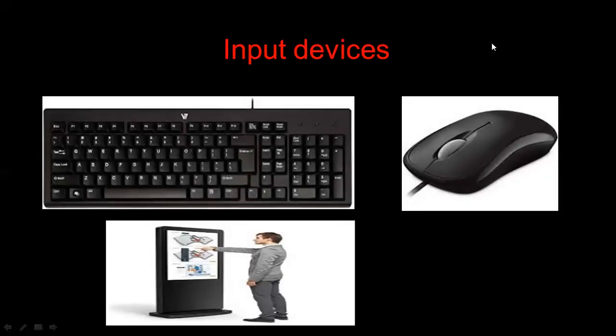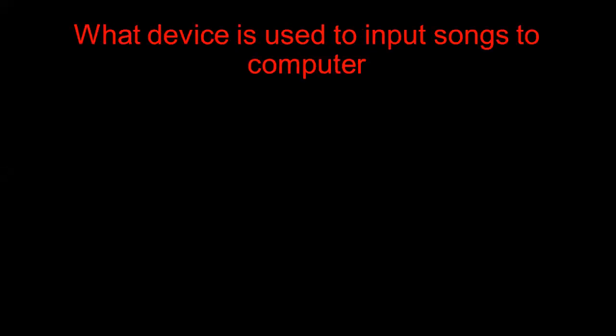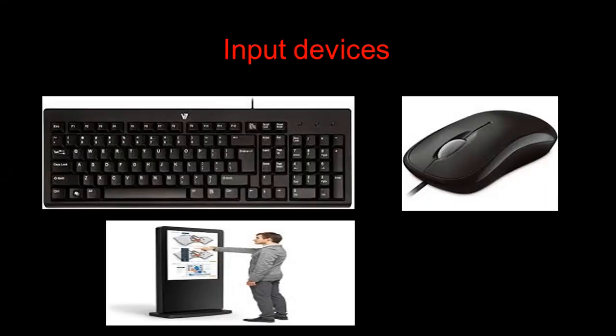Here are some input devices, boys. We have the keyboard, mouse, and a touch screen. All of these are input devices and they are used to put in information. You can say they are used to give information to the computer to process, to do the job. Mouse, keyboard, touch screens, these are all used to give instructions to the computer.